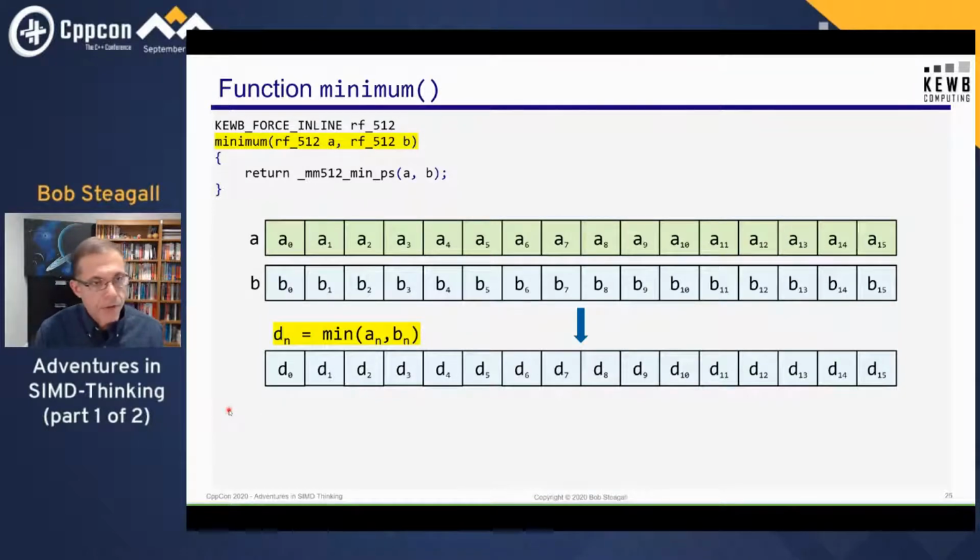And then there's comparison functions, minimum and maximum. Minimum does what you might expect. Given 2 registers that have values in them, it returns a result where each element in the return register is the minimum of the corresponding elements in the 2 arguments. Very straightforward. Same thing for maximum, except it's the converse of minimum. You end up with the maximum values of the elements.